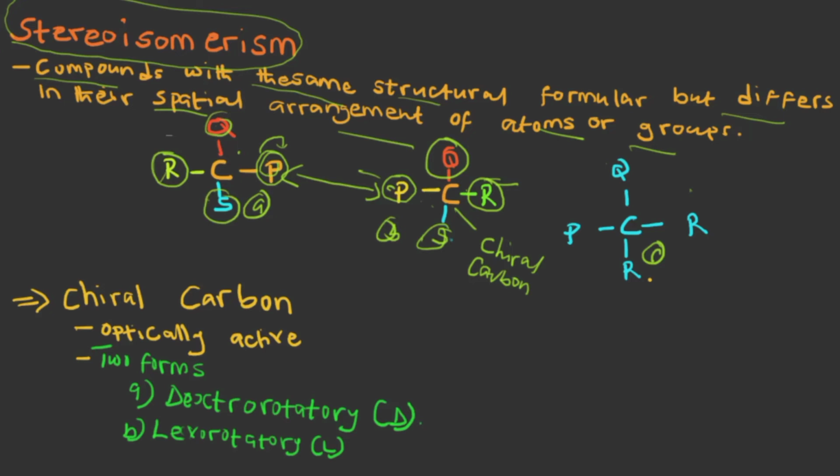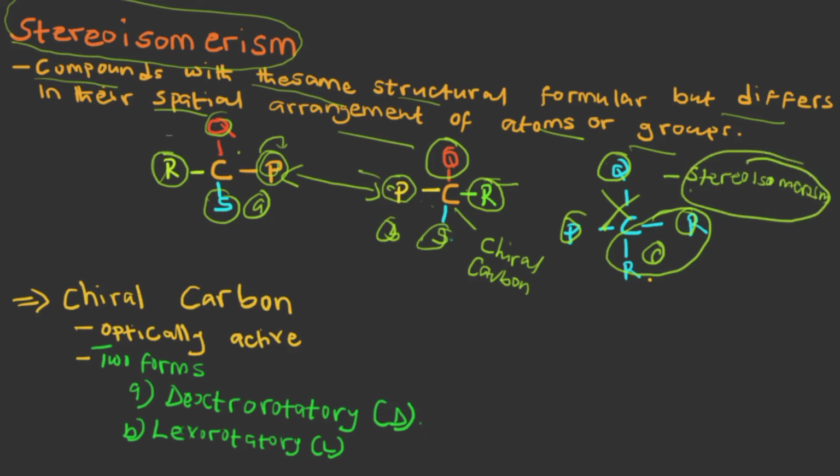So let's see compound number C. Compound number C has Q, R, P. So the other 2 groups are identical, and this means this compound is not a chiral carbon. And in this regard, it cannot undergo stereoisomerism. Stereoisomerism is prohibited. It's not happening in this kind of carbon, right?